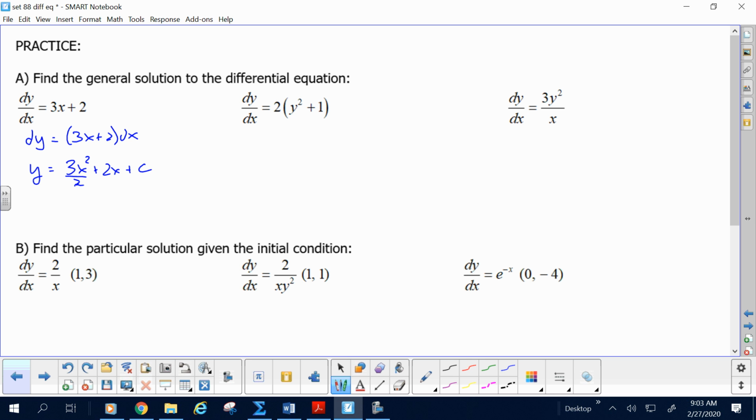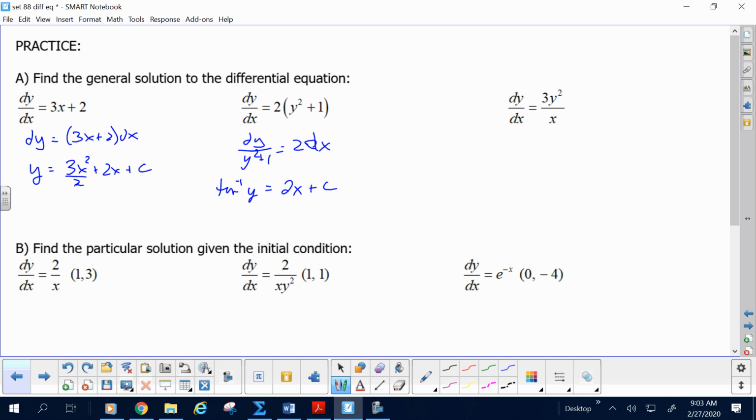Harrison, what'd you get for your separation on the second one? dy over y squared plus y equals 2dx. Love it. And what did you get for your antiderivative, Monica? I got the inverse tangent of y equals 2x plus c. Agreed. Well done. We all agree with that one. Thank you. Any questions on that bad boy?